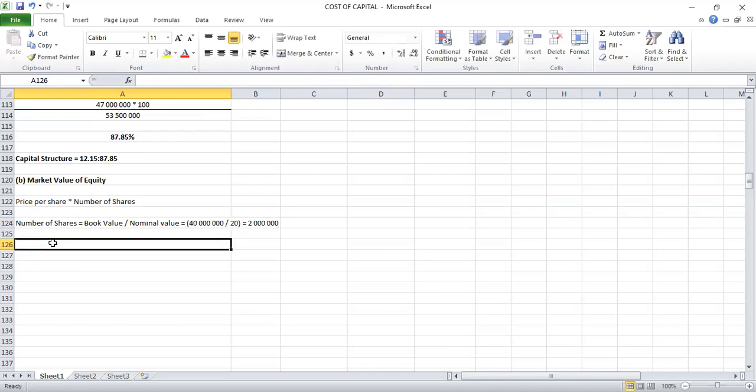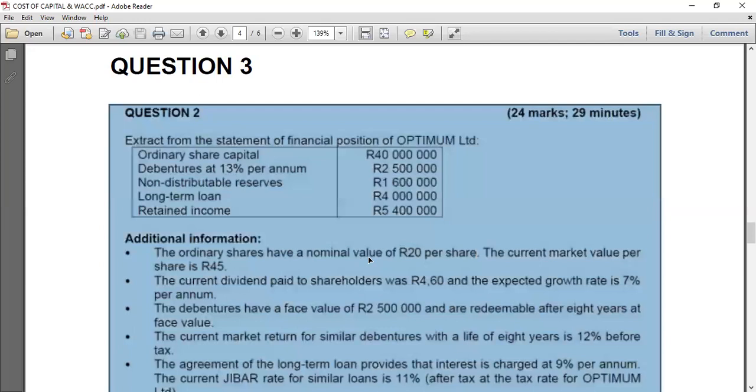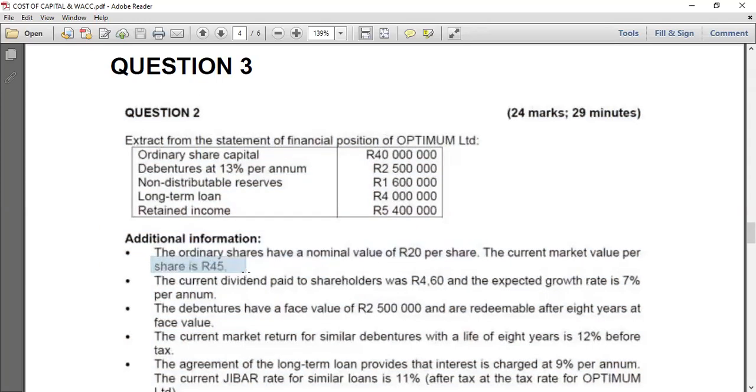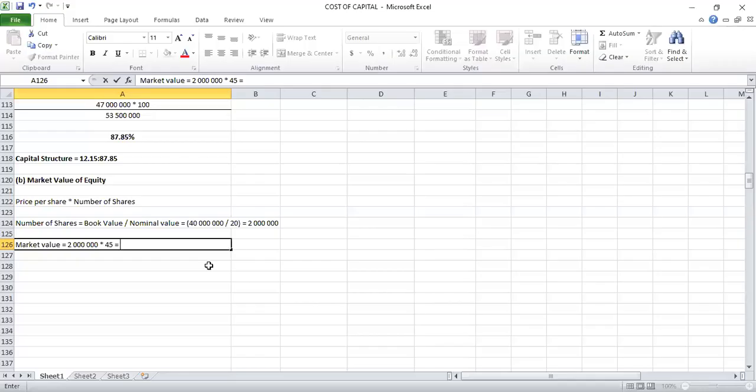Then our market value would be equal to the 2 million times the price per share, of which we're told that the current market price per share is 45 rand. So we multiply by 45 rand. That gives $90 million.